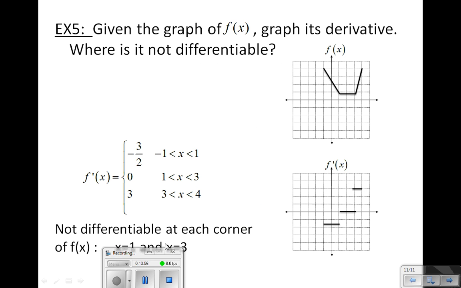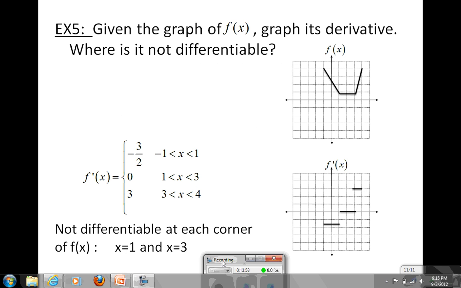Okay, so here's our last example. When you're looking at this graph of f of x, the question is, can you find f prime of x, and where is f prime of x not differentiable? So again, if you think of this as a corner right here, and this one's another corner, the slope to the left and the slope to the right of this corner are not the same. Therefore, this point has no derivative. Same thing for the other corner. Slope here is not the same as slope here. Therefore, at that point, the derivative does not exist.